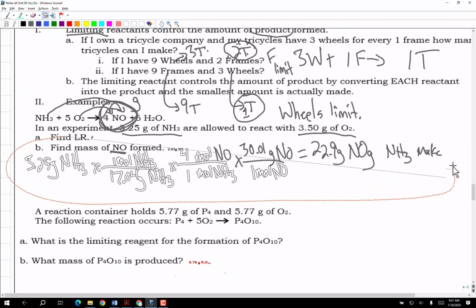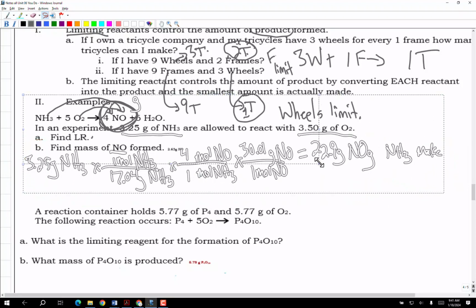Oops, it didn't grab for me. Gonna make it a little smaller so it can fit.